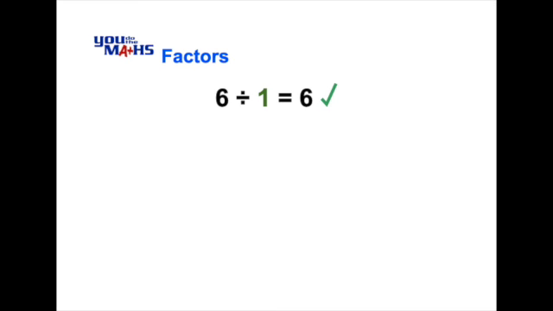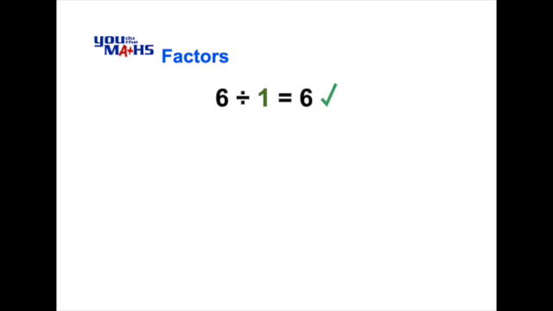Now 6 divided by 1 is equal to 6. There is no remainder. So we consider 1 to be a factor of 6. And in fact, 1 is a factor of every counting number. So to consider other factors, what we'll do logically is just keep going up from 1 all the way to 6 and see which of those numbers are factors of 6.